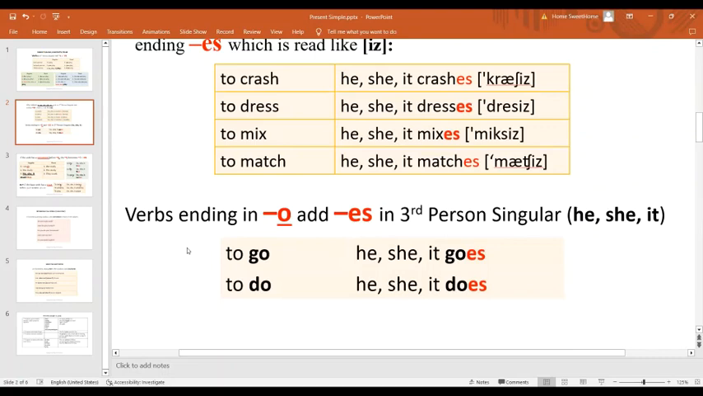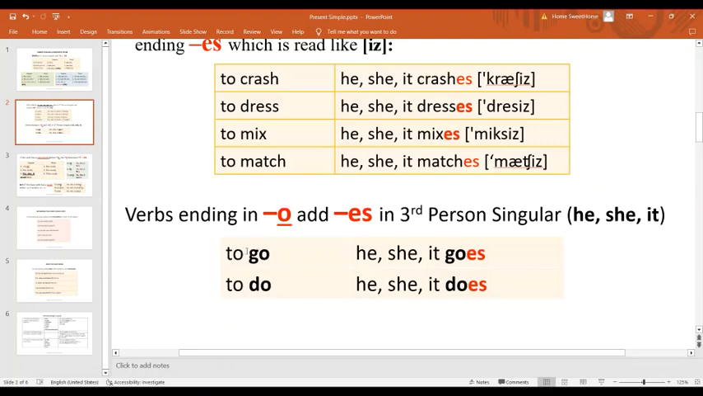Okay, so verbs ending in o also add es in third person singular, which is he, she, it. Now you tell me, what does it mean, third person singular? What pronouns did you learn today? Right, it's he, she, it. So now you know that third person singular in present simple always means he, she, it. Now let's look at the most popular verbs. Go.